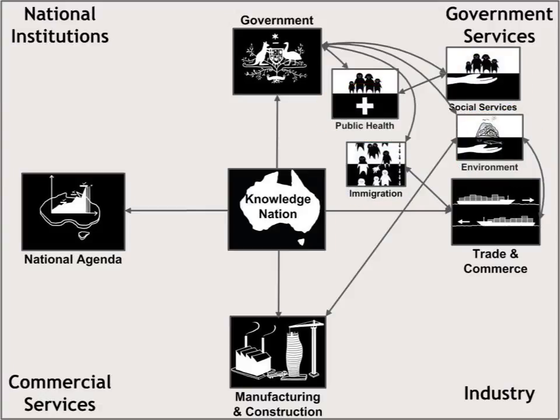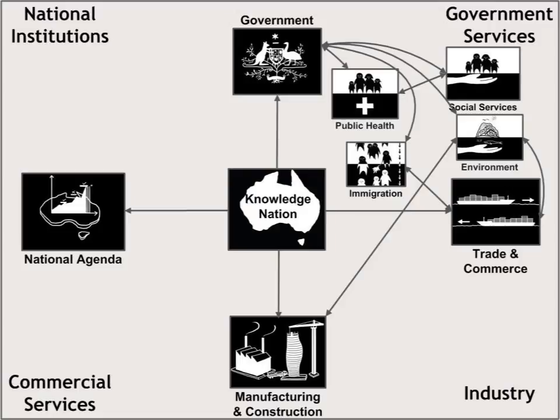I show interactions where relevant. For example, a robust public health department will benefit social services, while a robust social services department will benefit public health. I also show the contributions to Australia as a knowledge nation via the entities that define the quadrants. For example, both social services and public health strengthen Australia through government action, while environment strengthens Australia through benefits to manufacturing and construction.